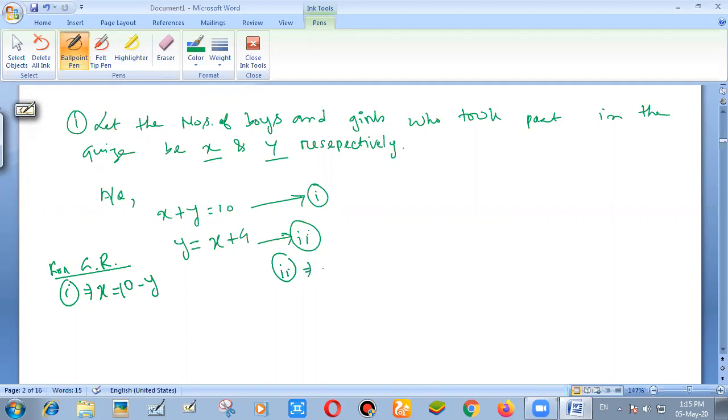And again from 2 you can write x equal to what? x equal to y minus 4. Yes. See, all of you don't make the mistake here. Suppose in here you write x in terms of y, then you have to write the second equation also in terms of y. Now make two tables.